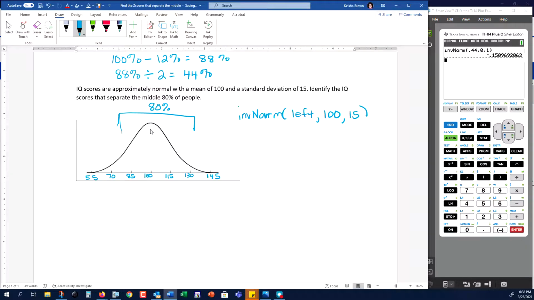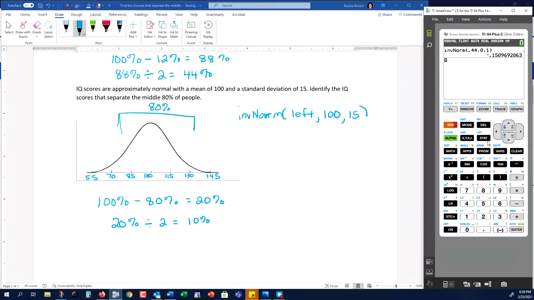Therefore, if 80% of our data is in the center, how much is left on the outsides? 100% is the total amount of area that we have. We subtract 80% to give us 20%. And we don't want the area in both tails, I just want the area on the left. Therefore, we take the remaining area divided by 2 because our distribution is symmetric. So 10% of our data is on the left. We always convert those percentages to decimals.